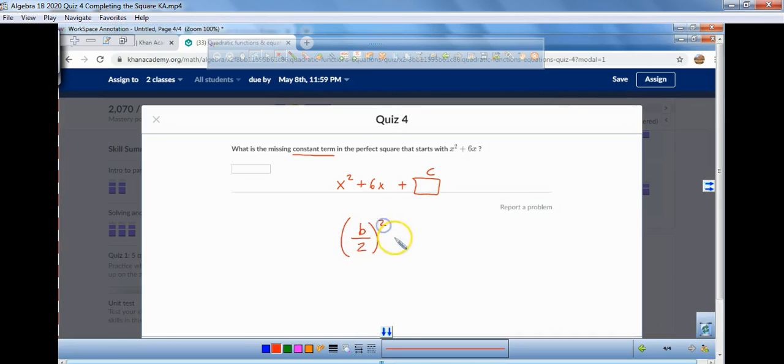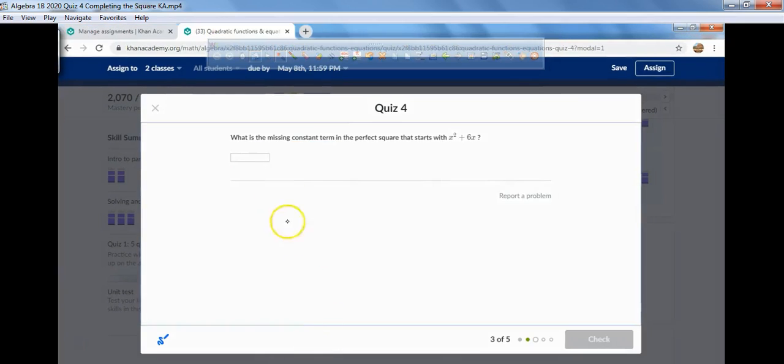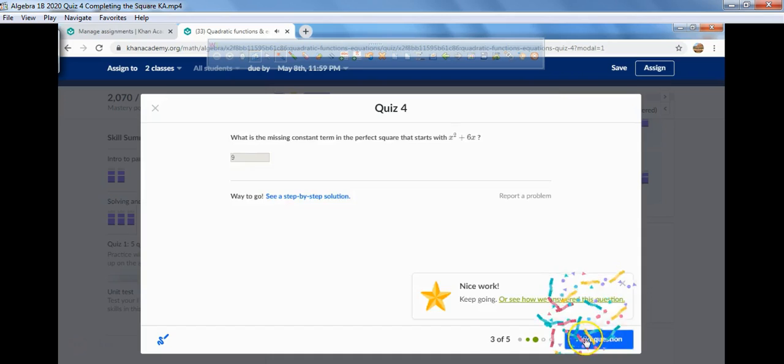Take half the b value, square it. What's our b value? Our b value is 6. Do 6 divided by 2, squared, which equals 3 squared, which is 9. There you go. Write it in. And that's as easy as it gets. It doesn't get much easier than that. Come on, type in a 9. Bam. Click it. All right, there we go.